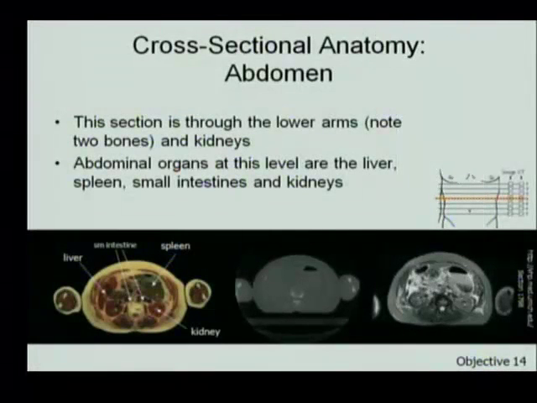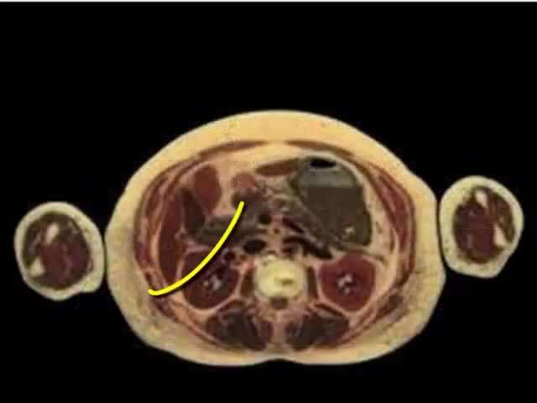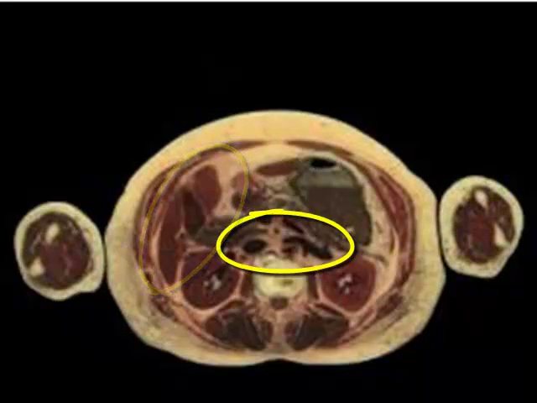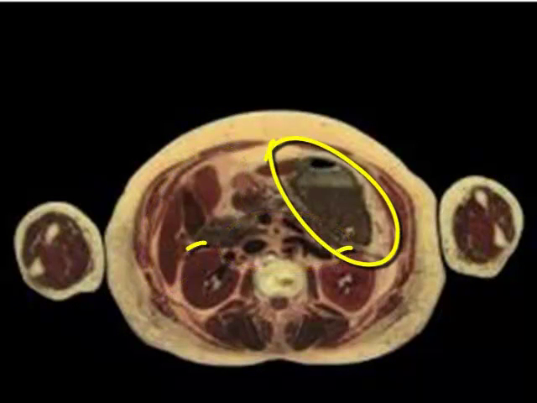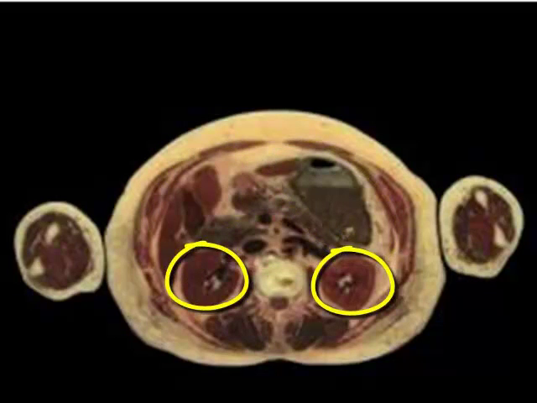Now returning to transverse or horizontal section, but this time more inferiorly, so through the abdomen, we see the liver, parts of the small intestine, the spleen, and one kidney is labeled, but we can find the kidney on the other side as well.